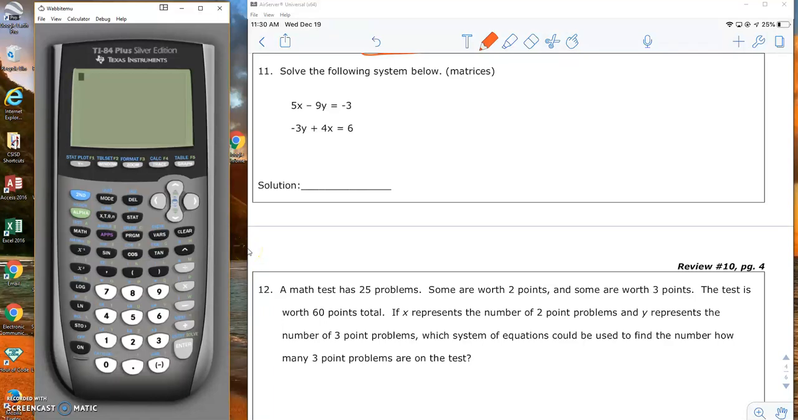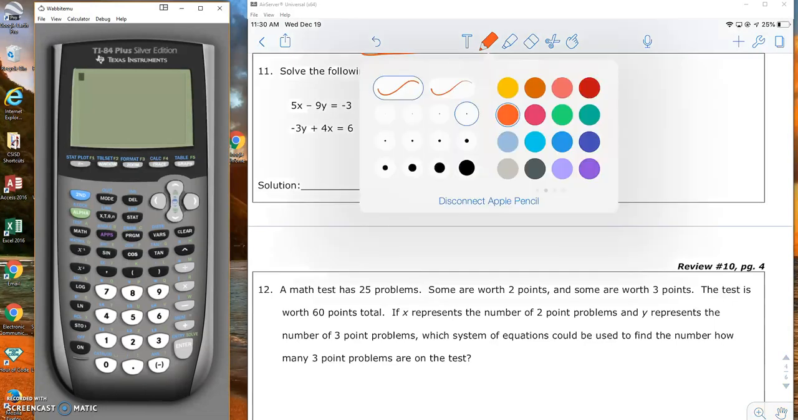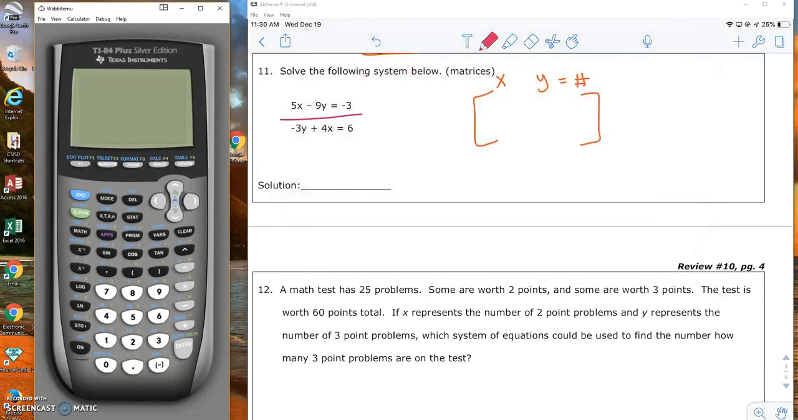This video covers review 10, problems 11 through 20. So problem 11 asks us to solve the following system below, and matrices is the recommended method. When I use matrices, I have to line up X, Y, and then it needs to say equals answer. So for the top equation, I have X, Y, and answer. The bottom equation, I need to be more careful because X is in the back.